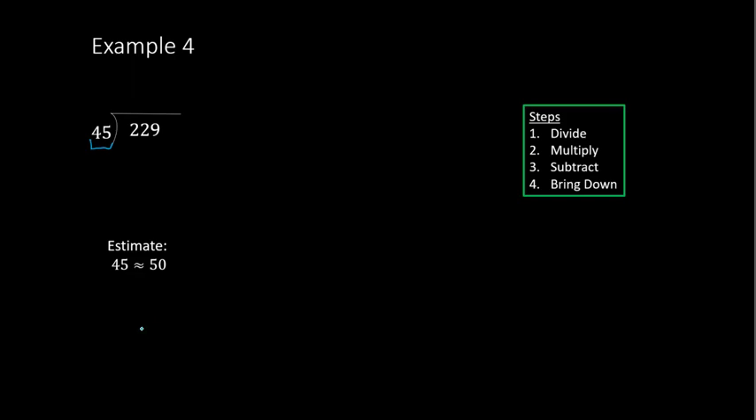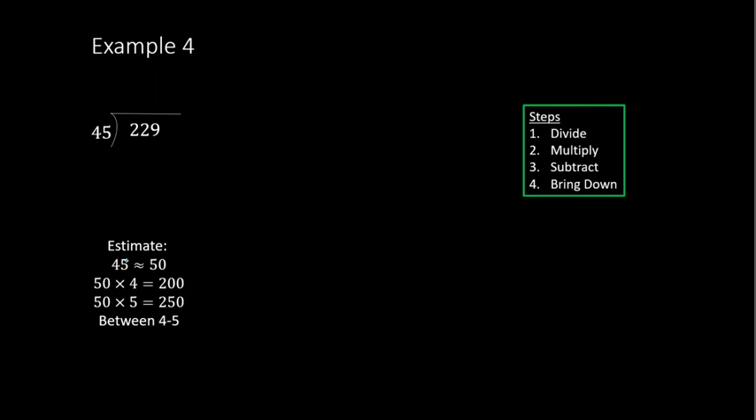And then from here we can figure out what would multiply with 50 to get us close to the number 229. Well, if we do 50 times 4, that would be 200. 50 times 5 would be 250. So 229 does fall within that range between 200 and 250. So our estimate would be somewhere between 4 and 5. We're not 100% sure, but it at least gives us a starting point for the problem.